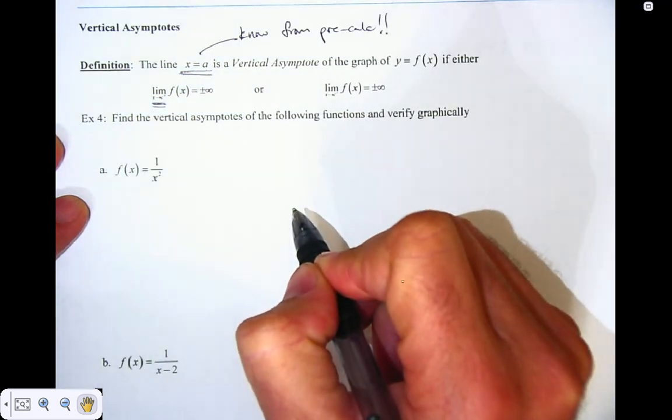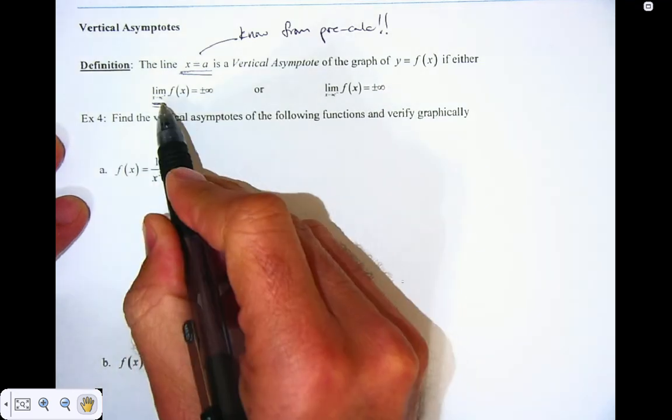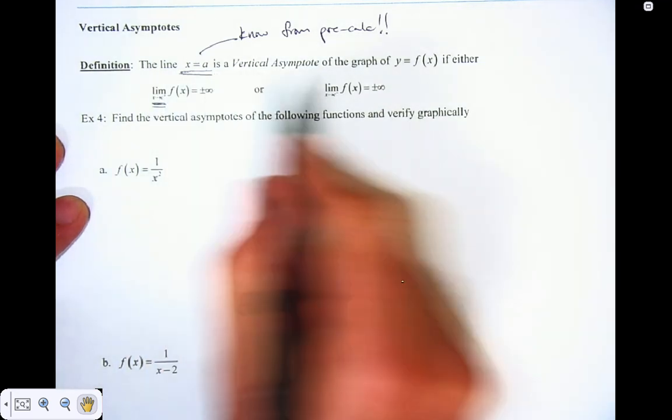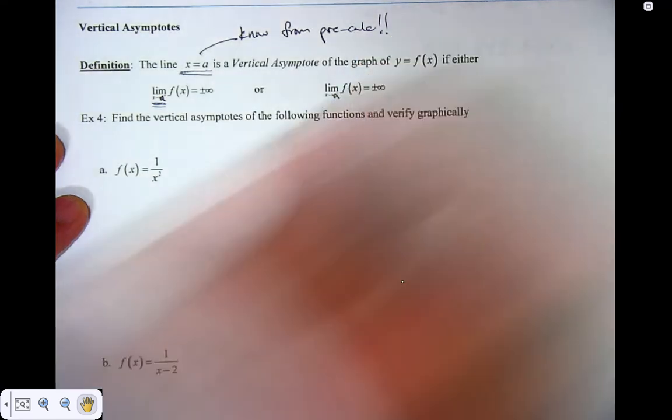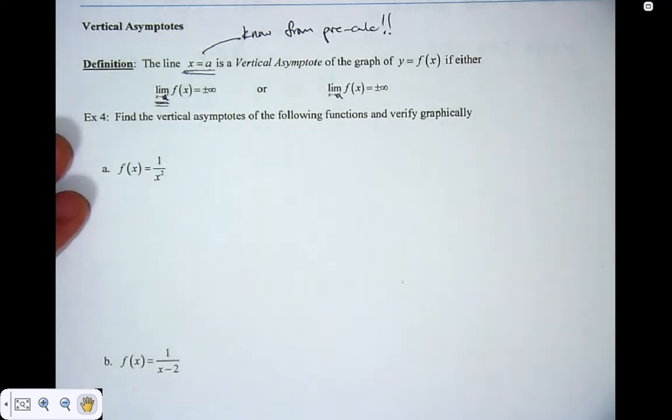Okay. All right. This is a typo here. The line x equals a is a vertical asymptote. This should be a little a here, and this should be a little a here, and I will go on and fix those notes. Okay.